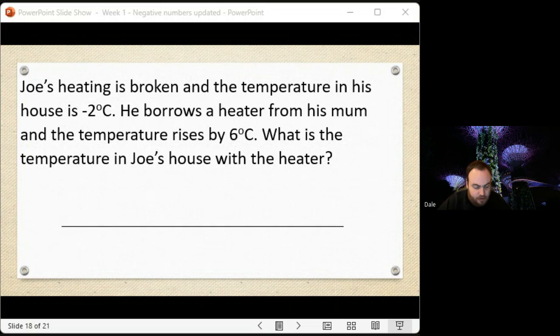Okay, so the next one is about Joe's heating. I'm going to put a heading there in the chat, Joe's heating, so we know we're on a new question. Joe's heating is broken and the temperature in his house is -2 degrees. Oh gosh, I don't know how Joe can manage. He borrows a heater from his mum and the temperature rises by 6 degrees. What is the temperature in Joe's house with the heater? Going to give everyone a few seconds.